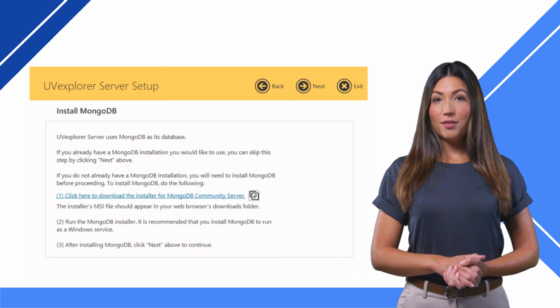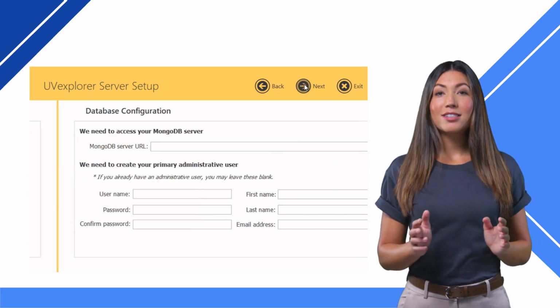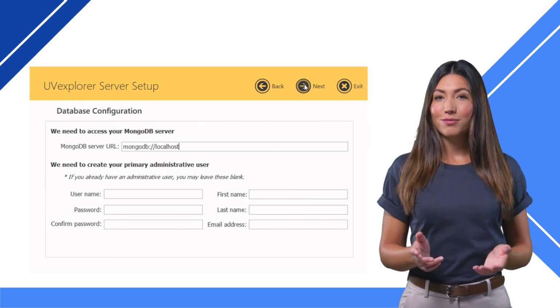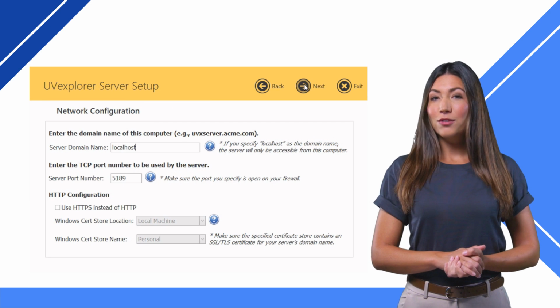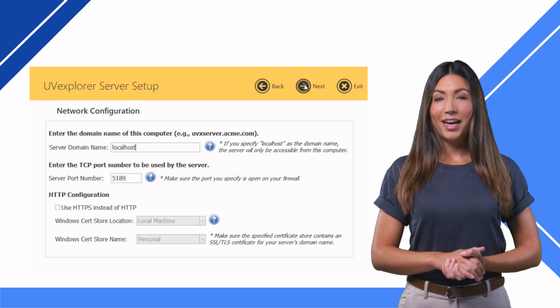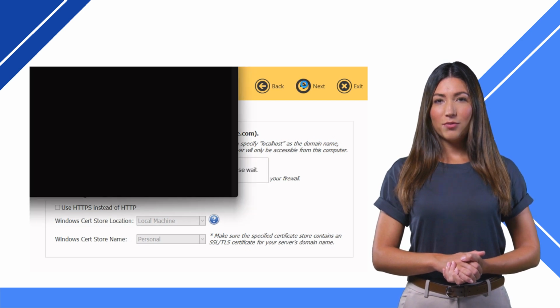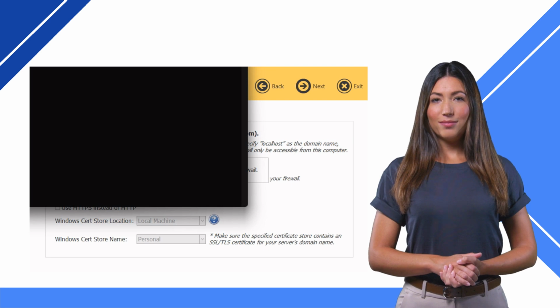UVexplorer Server requires a Mongo database. Click the MongoDB install link to follow that process. Once set up, enter the MongoDB URL and usernames. Now you will need to enter the domain name where UVexplorer Server is installed, the open port, and any security certificates. Then click Next. UVexplorer Server will now set up the services and other program files.